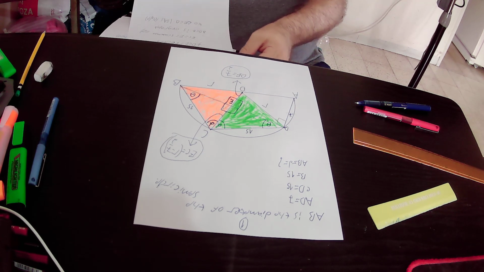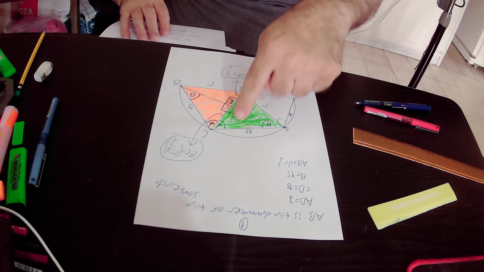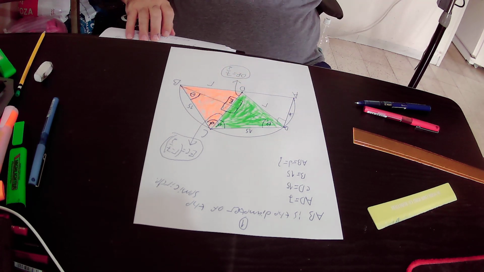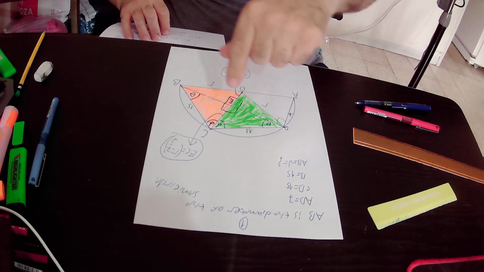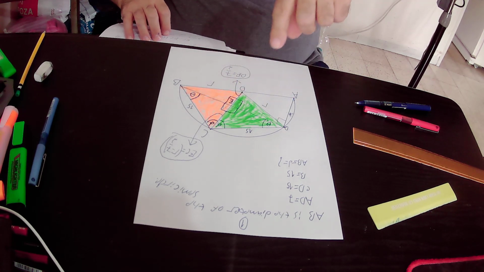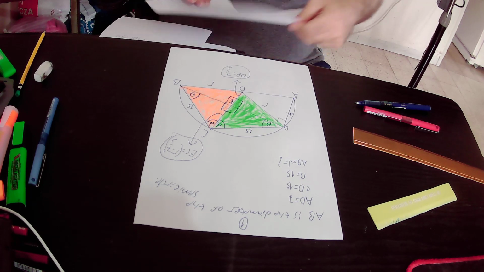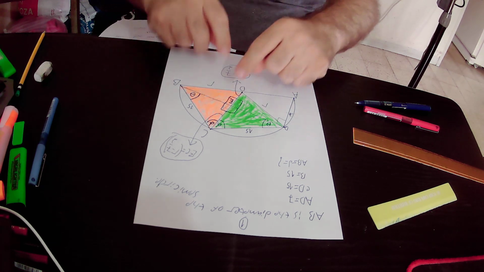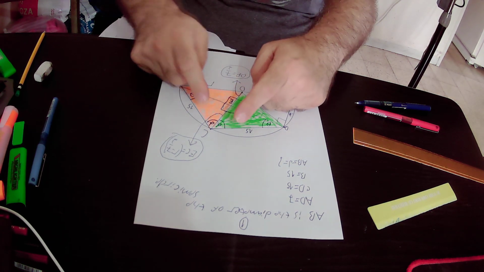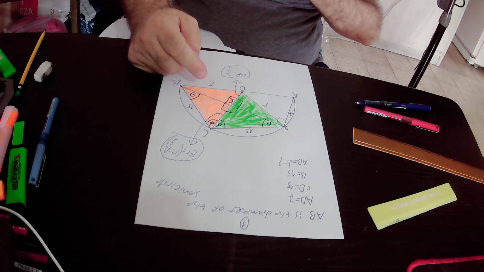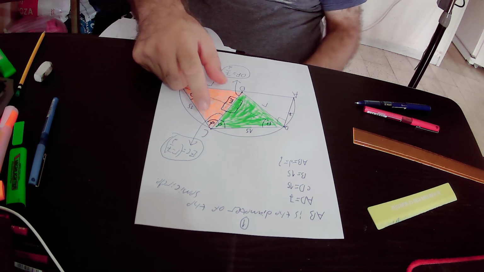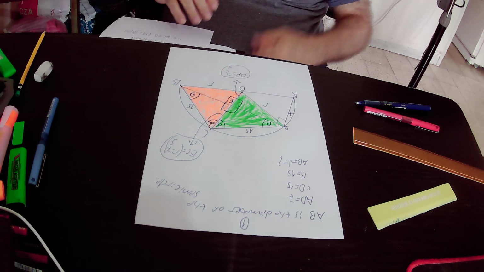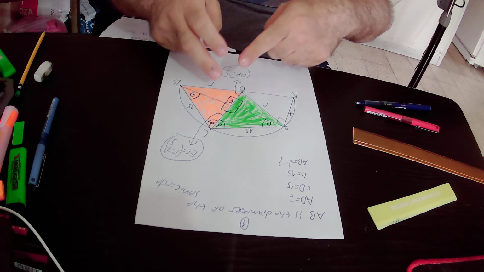Then we focused on the green triangle, triangle DEC, and the orange triangle, triangle BEC. On those two triangles, DC equals CB, both equal to 15 units. Those two angles are also equal to each other. And EC equals EC, side EC is the common side. It belongs both to the green triangle and to the orange triangle.